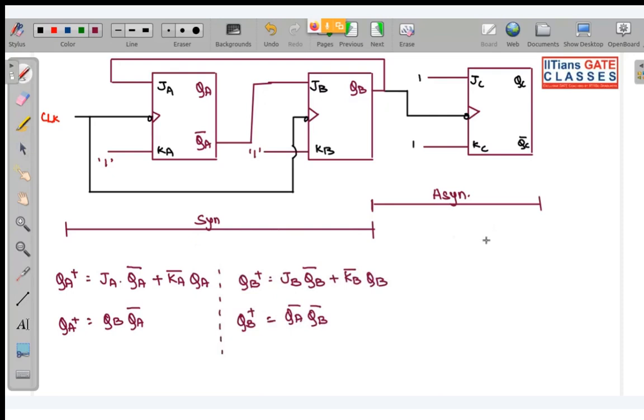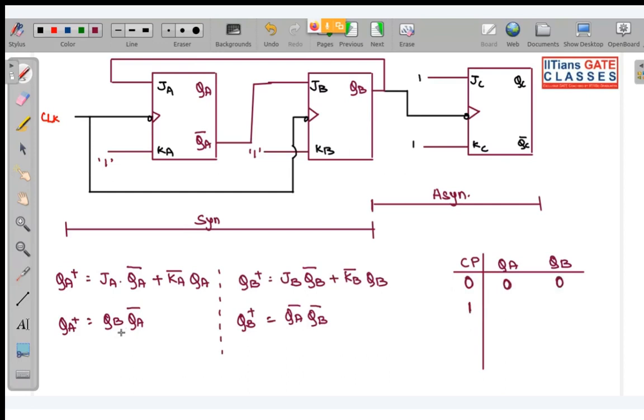So if you want to calculate the counting state, let me write it like this: clock pulse, and over here QA QB. I told you that QA is MSB. Because this is synchronous, we need to be told specifically which flip-flop is MSB and which is LSB. So I told you QA is MSB, QB is LSB. So at clock pulse 0, I am initially assuming that the flip-flop is reset. So that means 0 0.